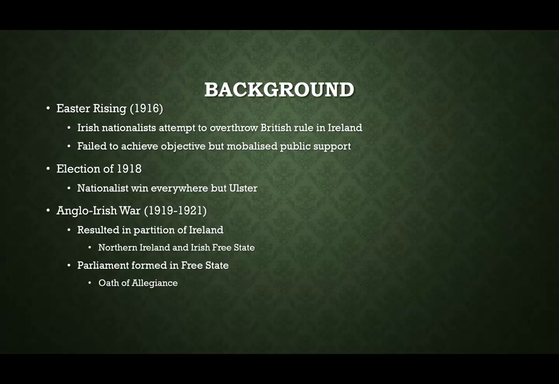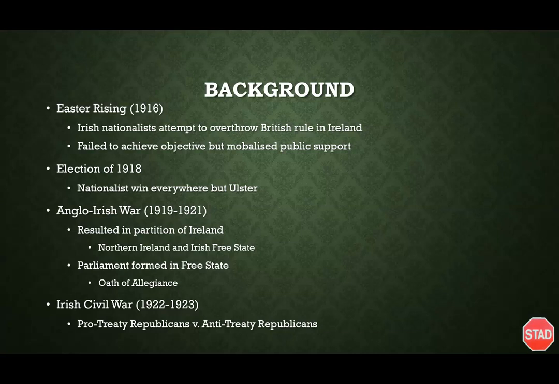You're going to get a parliament formed in the Free State. However, this parliament is not completely independent of the British Parliament. They must still swear an oath of allegiance to the British government, which is going to cause a lot of tension, leading to the Irish Civil War going on from 1922 until 1923. We have individuals who are in favor of this treaty that ends the Anglo-Irish War, and those who are opposed to it, really fighting against each other to the point of kind of destroying their own movement.